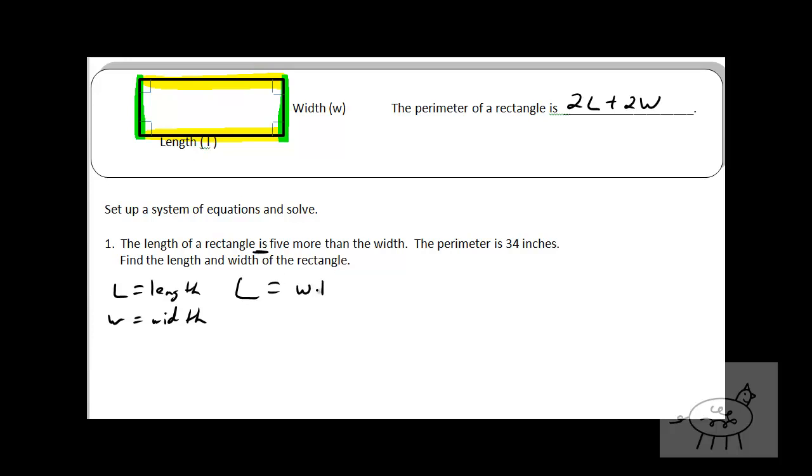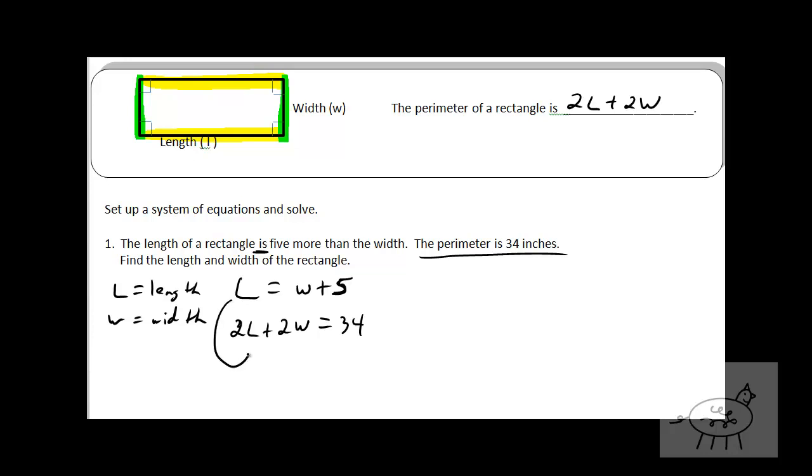So W plus 5. And again, I know you want to put 5 plus W, but try not to do that, because if I said 5 less than it, I want you to do W minus 5. Okay, so the length is 5 more than the width. The perimeter is 34 inches, so that's your other equation. So it's 2L plus 2W equals 34. Okay, those are your two equations.